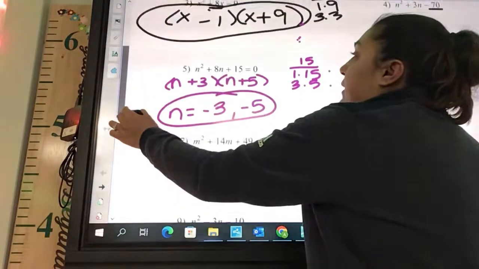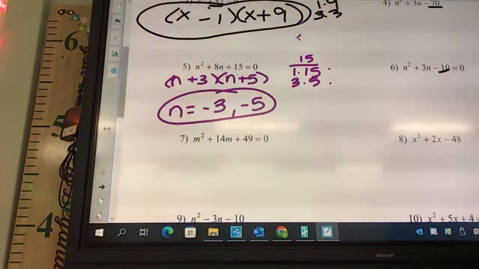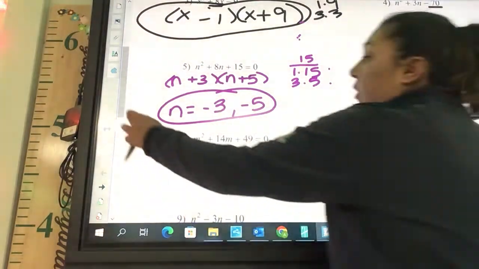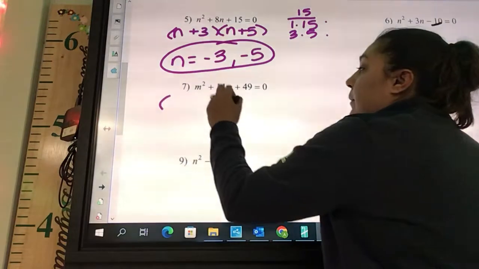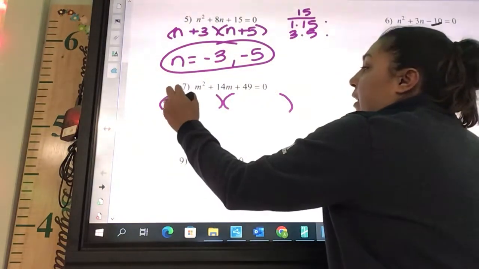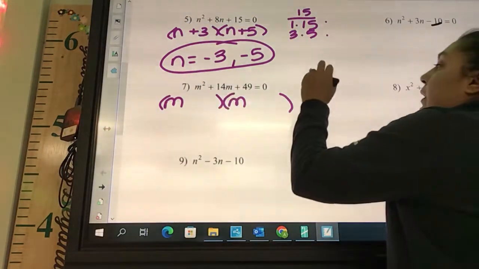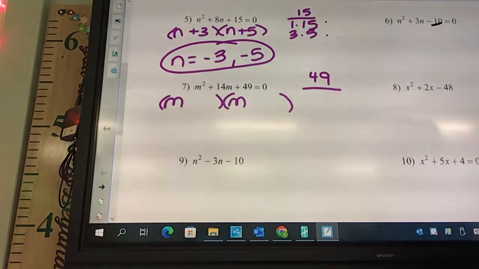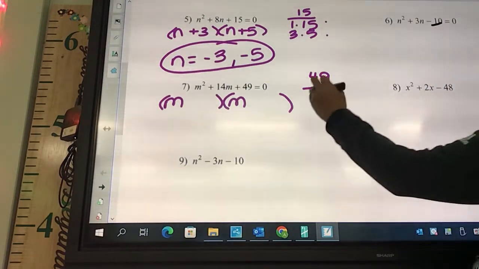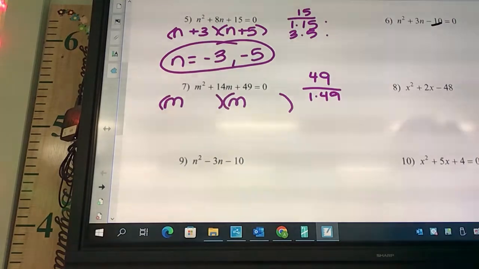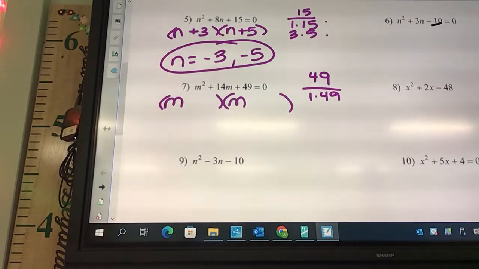Okay, 7. Does it say equals 0 or not? Yes. Okay, so we're going to draw our parentheses. I got M and M and 49. What's the first one? 1 and 49. Okay, on your calculator, say 49 divided by 2.